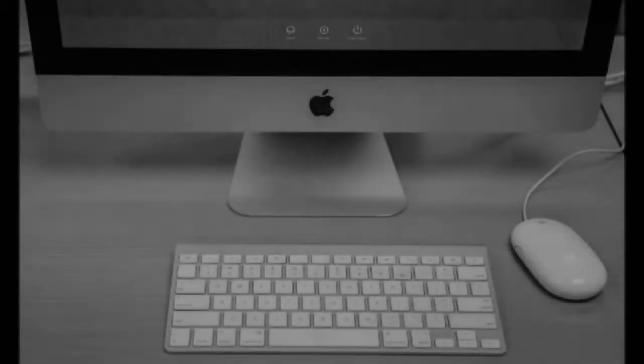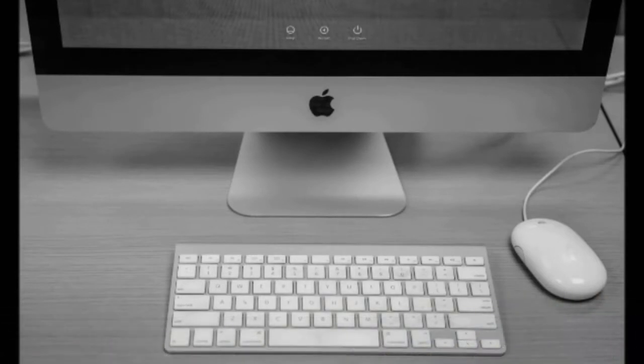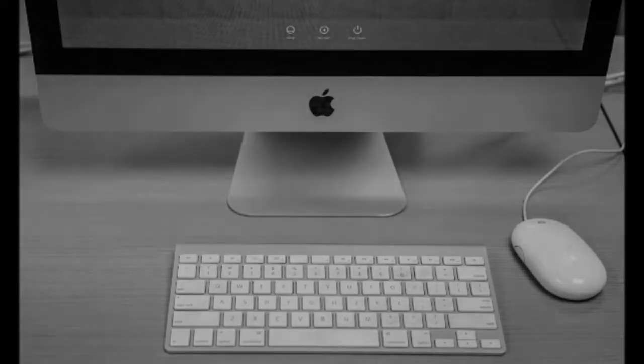The fourth and final subdomain in the domain of utilization is policies and regulations. This refers to regulations, copyright laws, and ethics. These are the rules and actions of society that affect the diffusion and use of instructional technology.